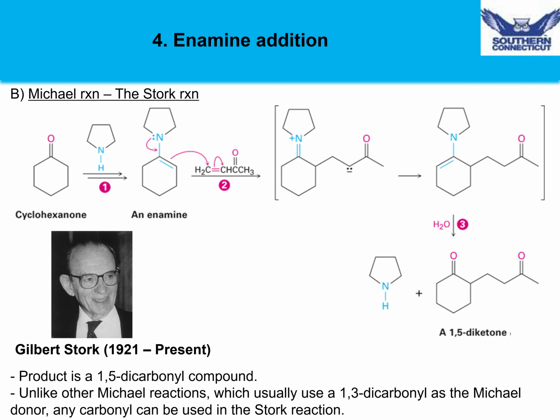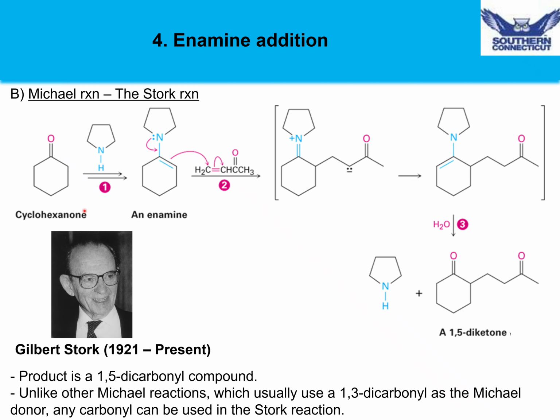Enamines will do all sorts of reactions that relate to what enolates and enols do. For example, they can do reactions very similar to the Michael reaction. When it comes to using an enamine, we're essentially replacing the enolate with an enamine in the Michael reaction. And we often refer to an enamine Michael reaction as the Stork reaction.